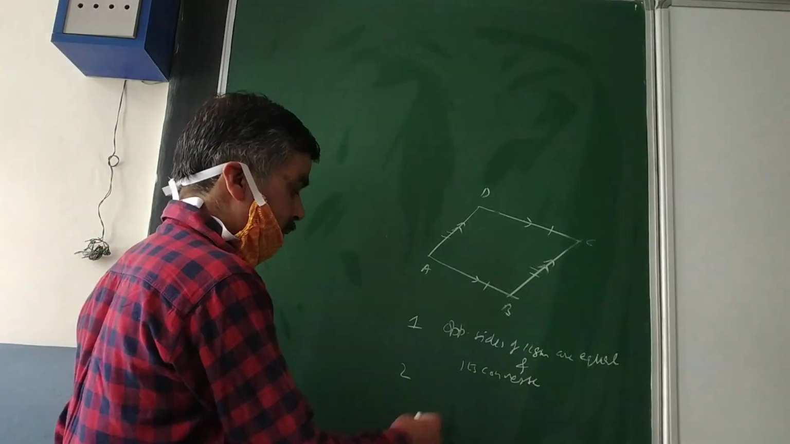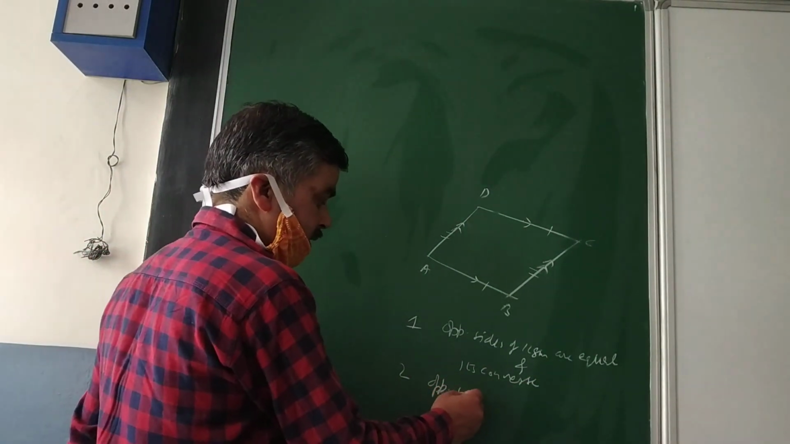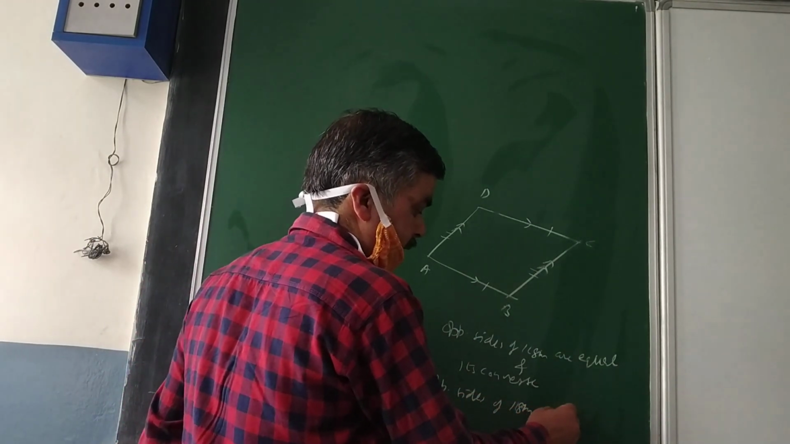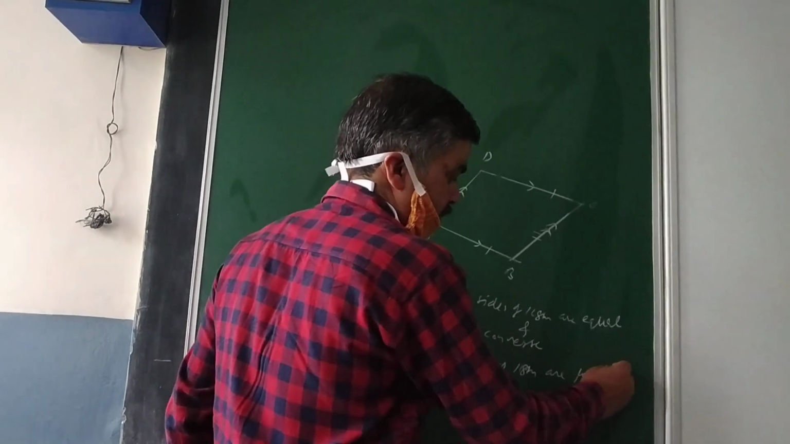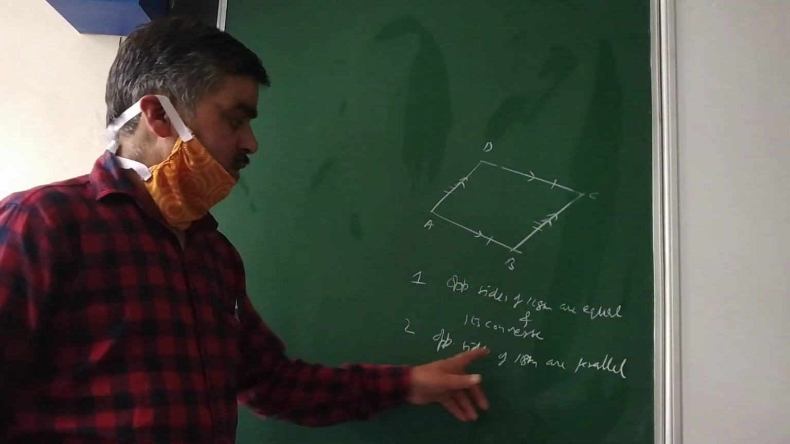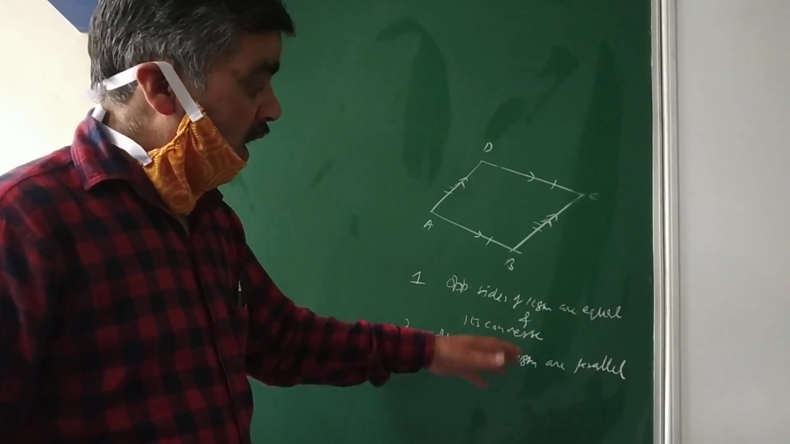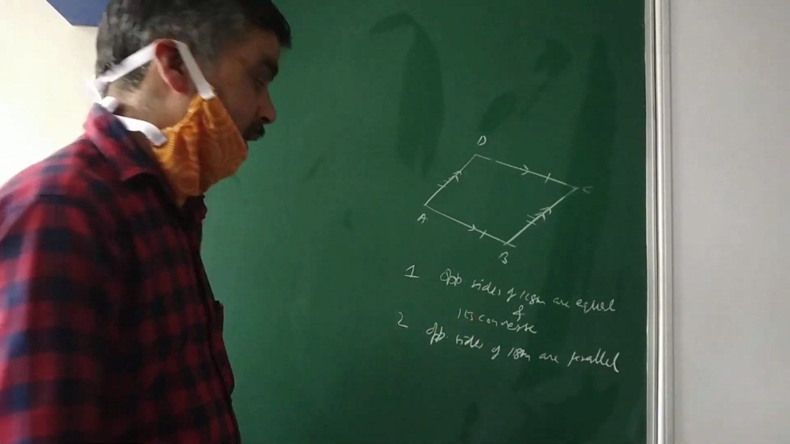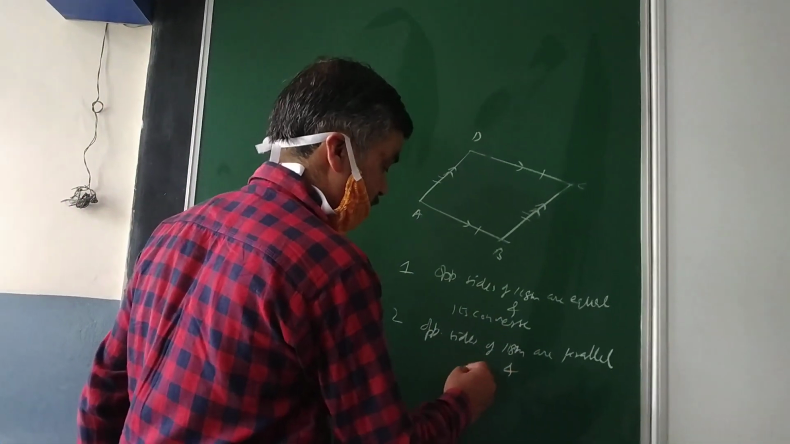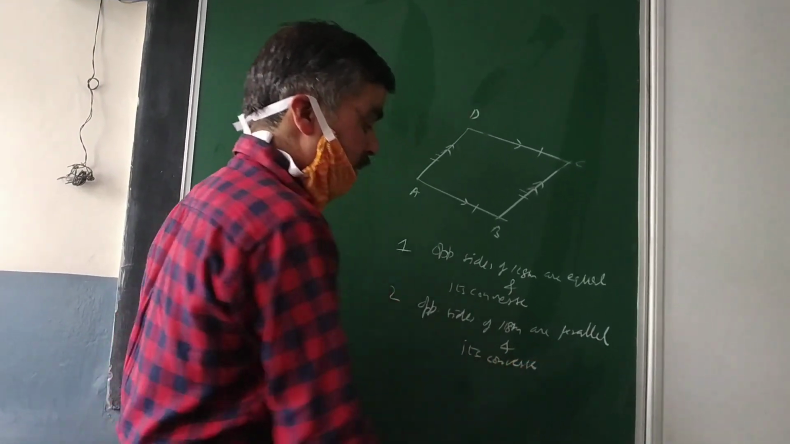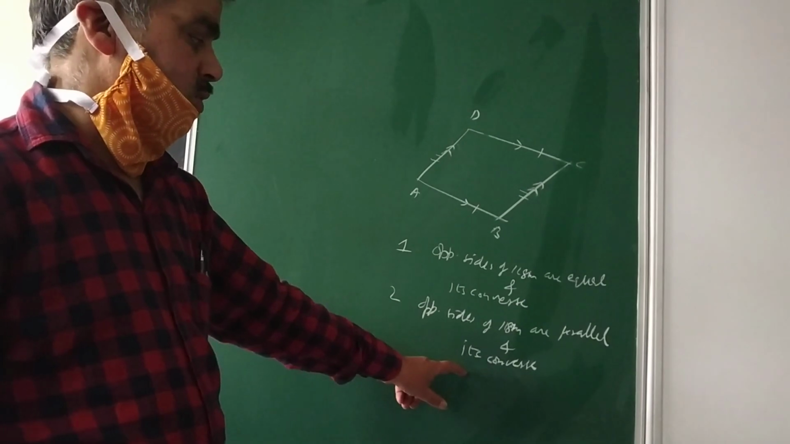Similarly, second property, opposite sides of a parallelogram are parallel. You know that, parallel. So if the opposite sides of any quadrilateral are parallel, then it is a parallelogram. That will be the converse. So you remember this, you have to prove the converse also.